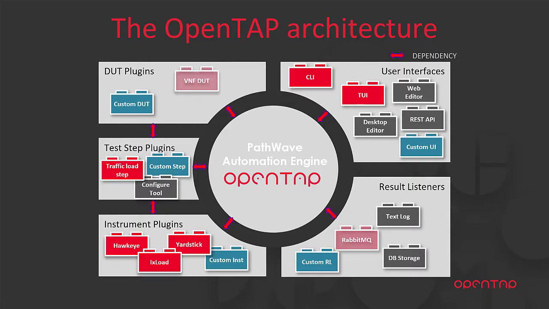As a reminder from the previous training session, here we see the OpenTAP architecture. We have OpenTAP in the middle as the sequencing engine and all added functionalities as plugins around it. We will be using the desktop editor and SDK plugin from the user interfaces. And we will be developing instruments and test step plugins.